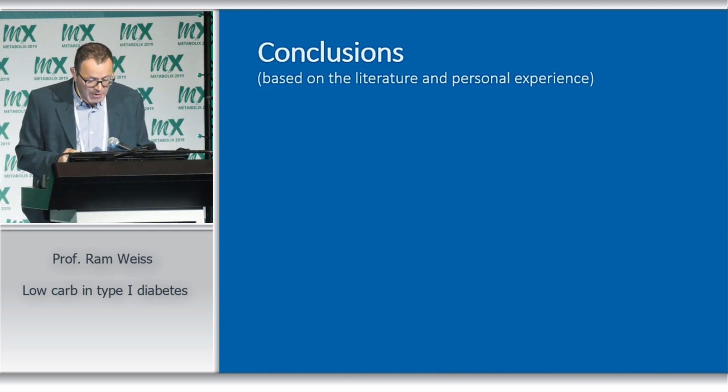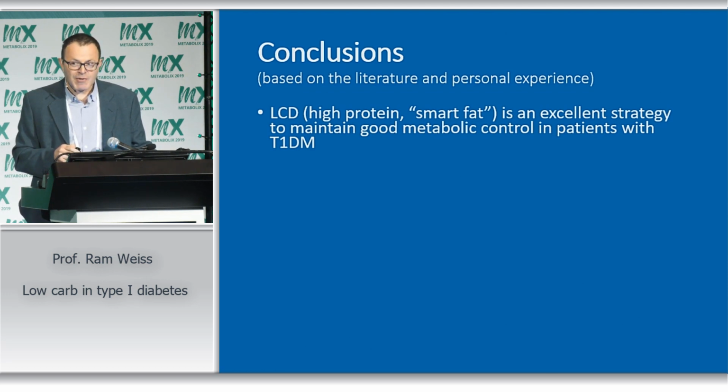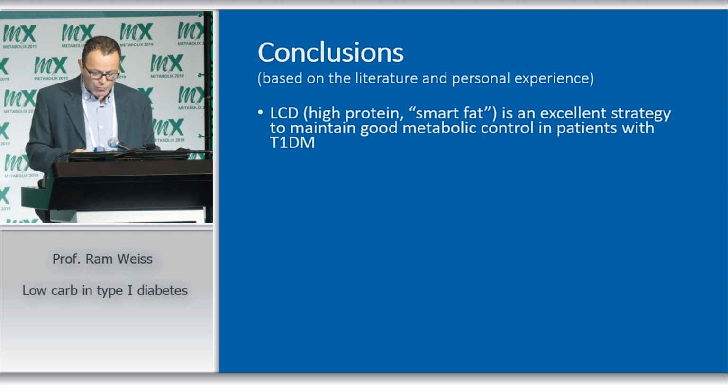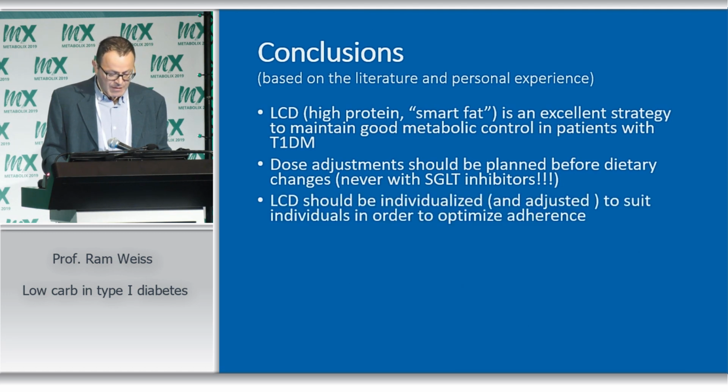Conclusions, based on the literature and my personal experience: a low-carbohydrate diet, which is high protein and smart fat. Now, I know maybe this is not popular in the room, but when I say this, I'm stepping in the footsteps of giants such as Dr. Bernstein, who was the pioneer in this field of type 1. High protein, smart fat is an excellent strategy to maintain good metabolic control. In my patients, dose adjustments should be planned before you start. You have to reduce the insulin, and you should never, ever take it with an SGLT1 or 2 inhibitor, which are allowed in Europe now.